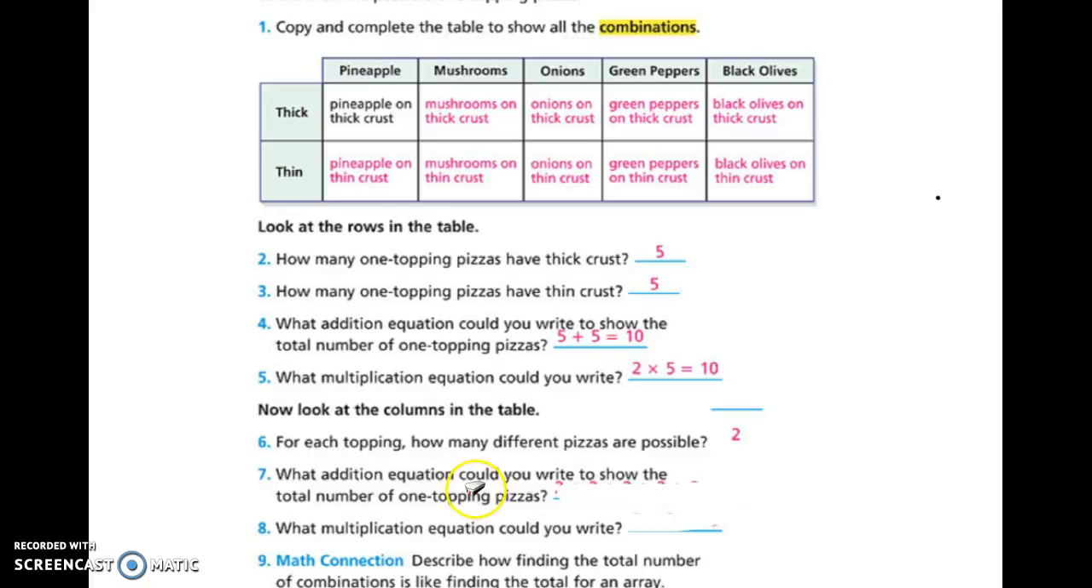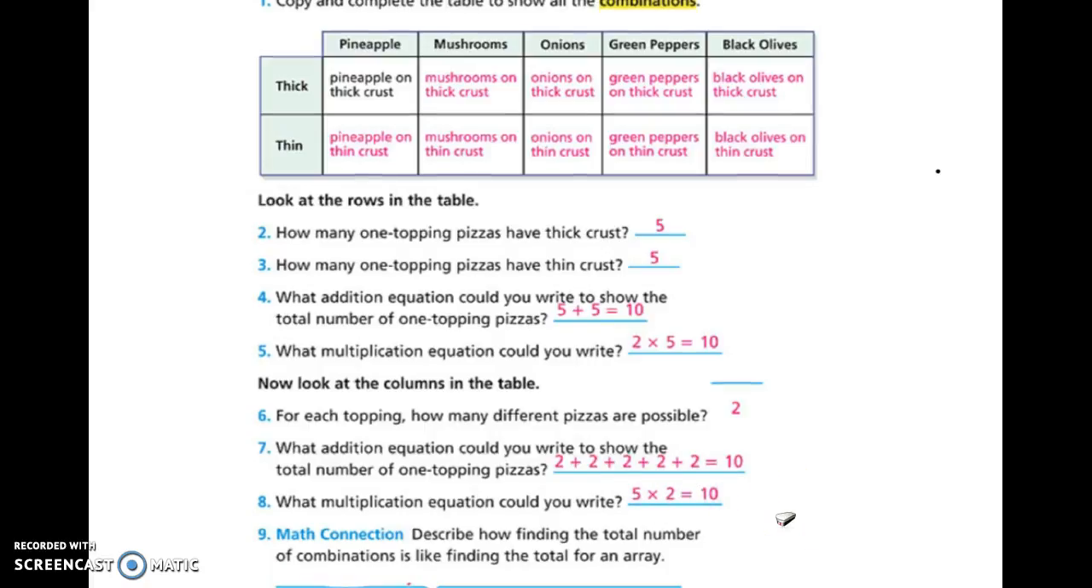What addition equation could you write to show the total number of one-topping pizzas? Well, we know that there's 2 for each of these. So there's 2 pineapple, 2 mushroom, 2 onion, 2 green peppers, and 2 black olive pizzas. So I could say 2 plus 2 plus 2 plus 2 plus 2, right? I could write that out 5 times, which would add up to 10. What would be a multiplication equation I could write to show that? If you said 5 times 2 equals 10, you were correct. All right, great job.